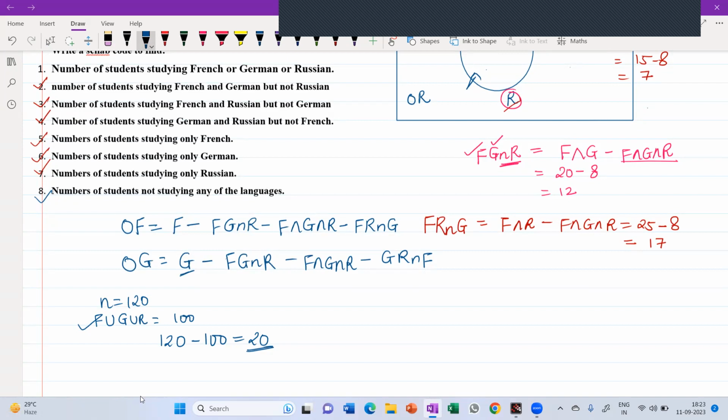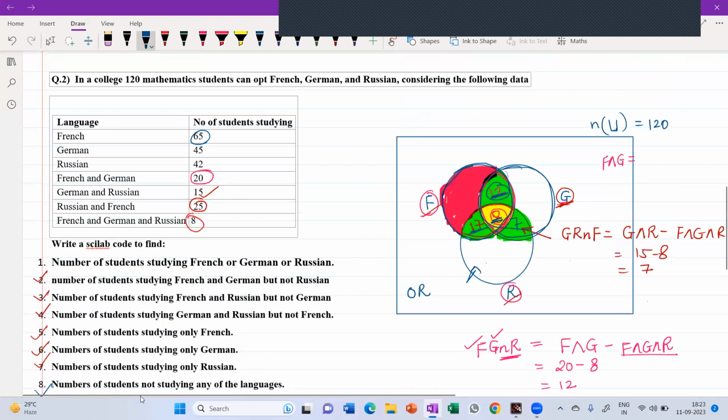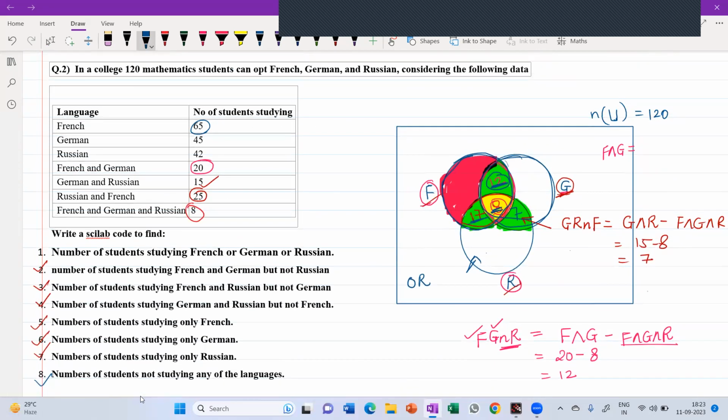All right. So whenever such a question comes, for practical or for theory, it is always better to draw the Venn diagram. Because of the Venn diagram, things become very easy to answer. What you have to do is draw 3 circles because there were 3 languages: French, German, and Russian.